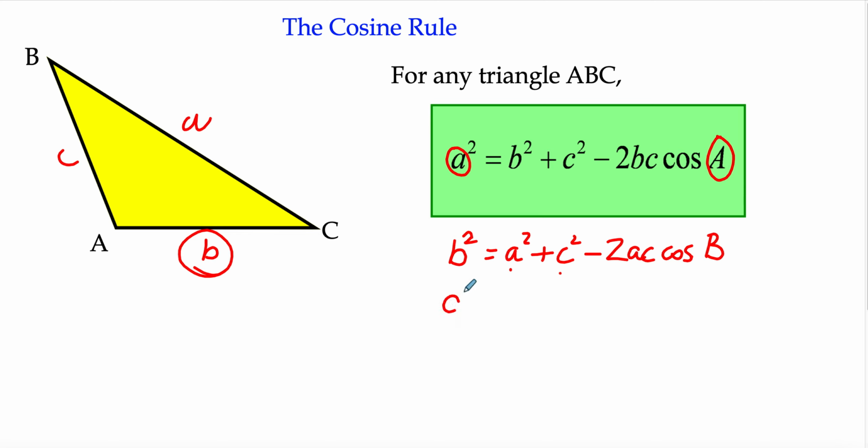If I wanted to find side C, I'd write c squared equals a squared plus b squared, that's the other two sides, minus 2 times a times b multiplied by the cos of angle C, because that's the side that I'm trying to work out. So hopefully you'll be able to understand how to write the formula out at this point.